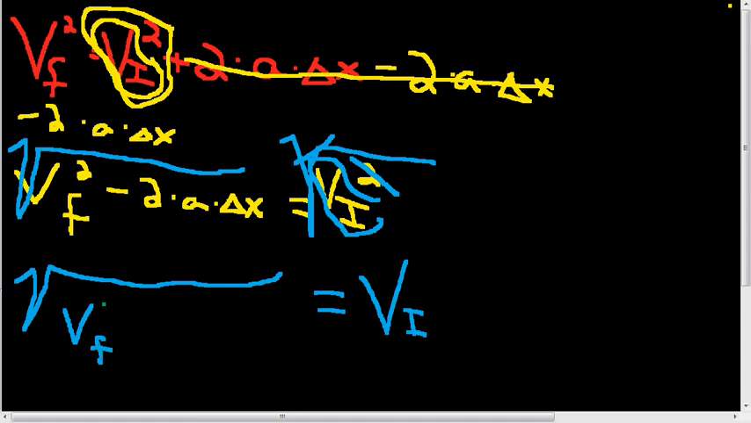VF squared minus 2 times a times delta x. And there we have it. The equation which we start out with is now solved for the initial velocity.